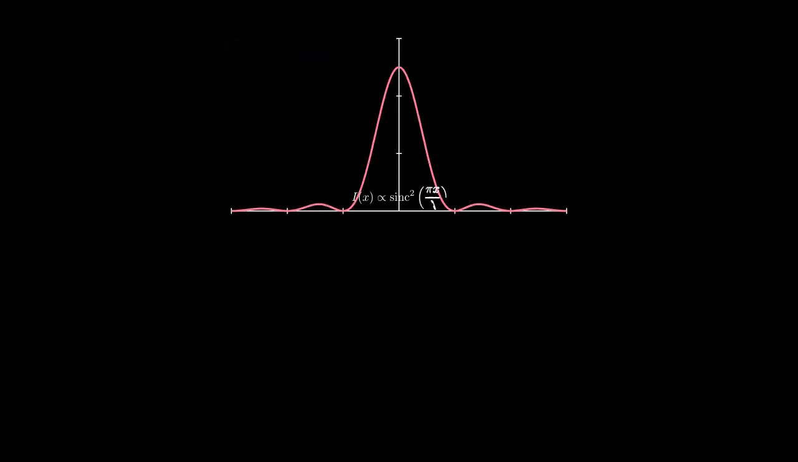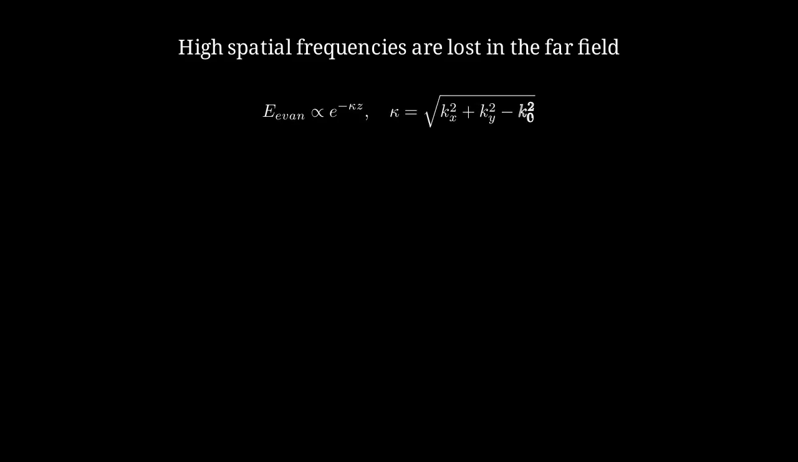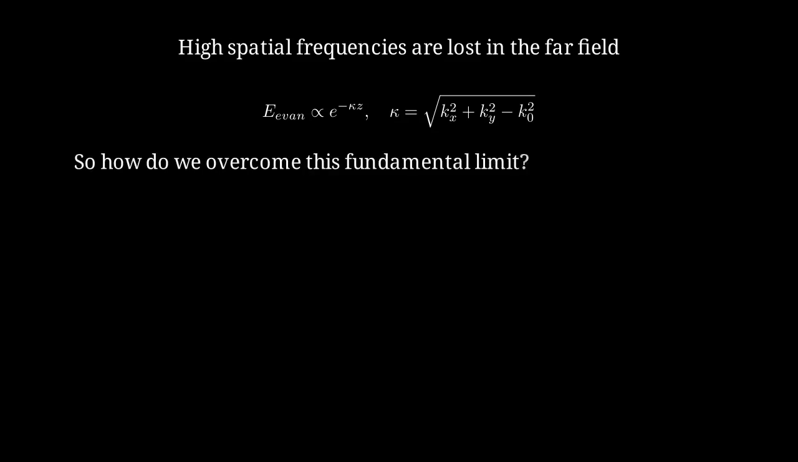The Airy disk pattern shows how a point source spreads into a characteristic sinc-squared intensity distribution with a central peak and surrounding rings. High spatial frequencies, which encode fine details, decay exponentially as evanescent waves and never reach the far-field detector. Evanescent waves decay exponentially with distance z, where kappa depends on the transverse wave vectors exceeding the free space wave number k0. The crucial question: if this is a fundamental physical law, how can modern techniques possibly overcome it? The answer lies in clever tricks.